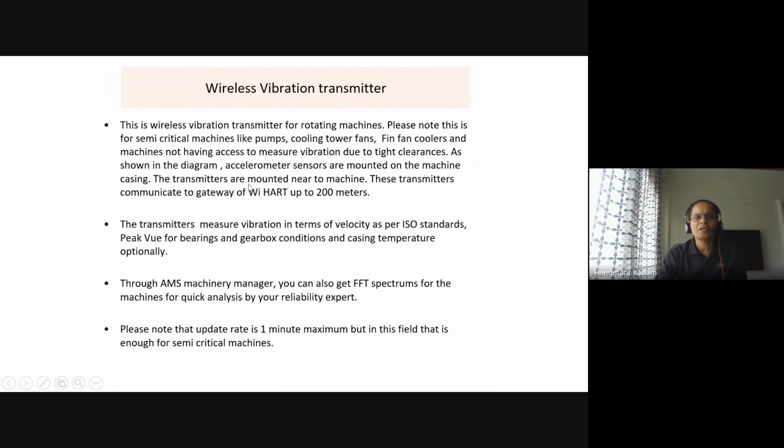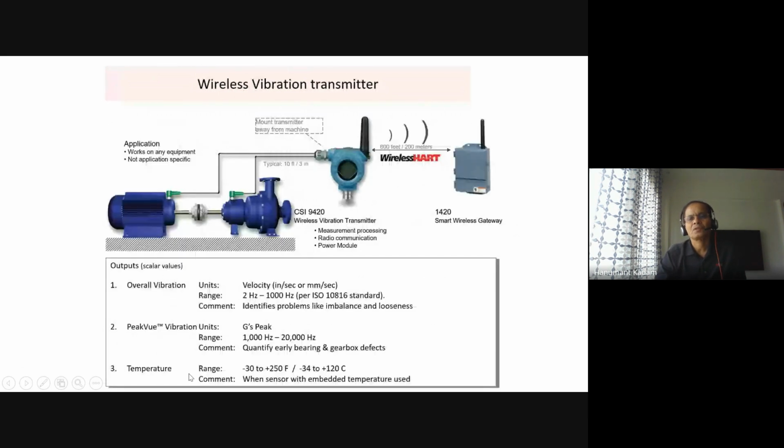The transmitters are mounted near the machine. These transmitters communicate to the gateway on wireless HART up to 200 meters, which means you can mount the transmitter away. This 200 meters distance is the line of sight I am talking about. Line of sight. So you can see this distance is 200 meters away from the gateway.